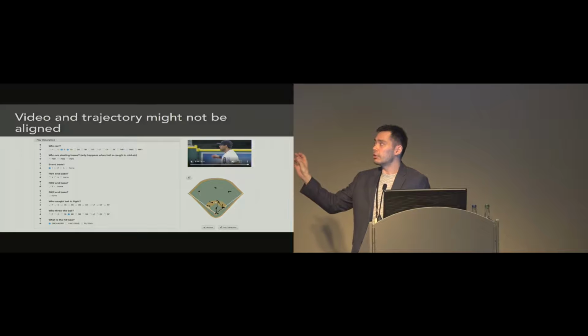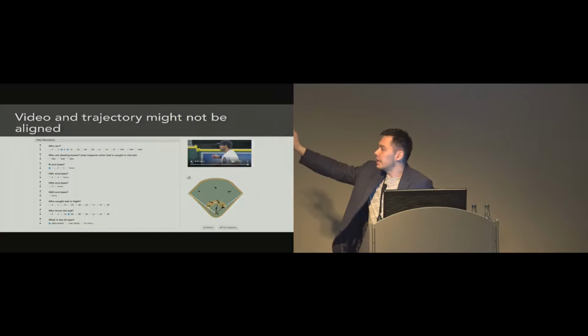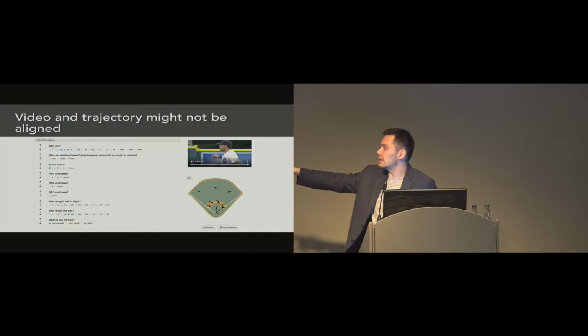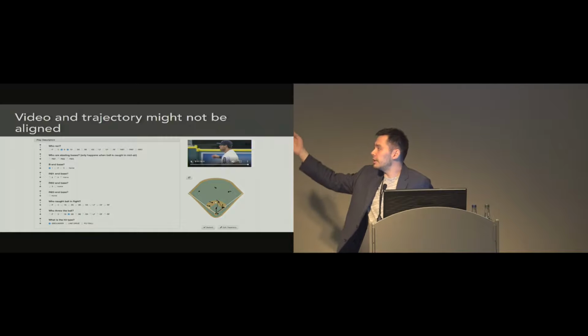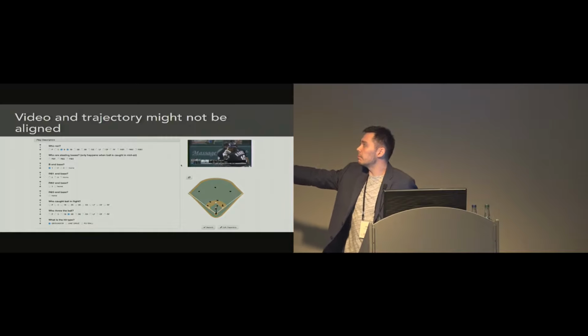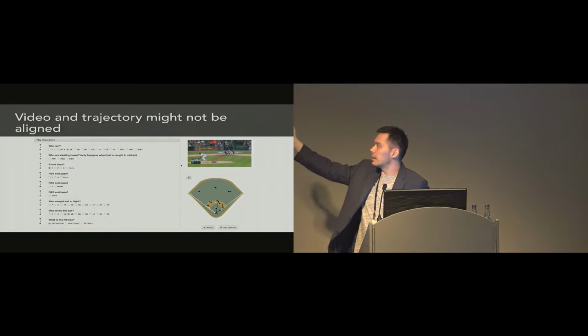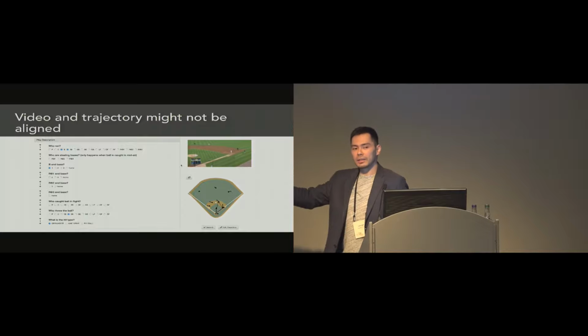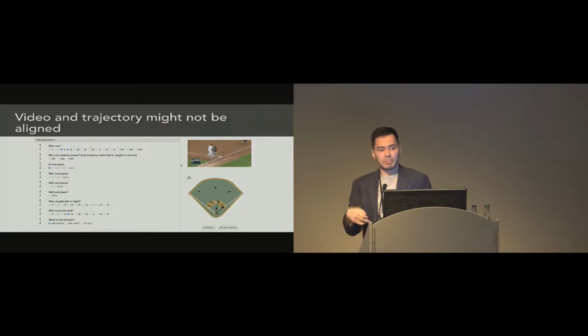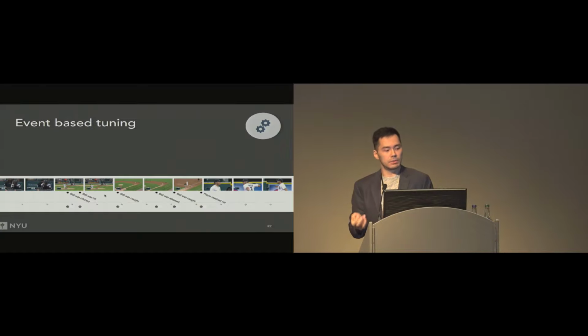Basically, the video and trajectory might not be aligned initially. So if you look at the video on the top and the trajectory on the bottom, you're going to see that the trajectory starts moving before the video, like so. So the ball is moving, but the play didn't start yet. So we have to somehow align those two in order to enable the game annotation. And this is what we do.